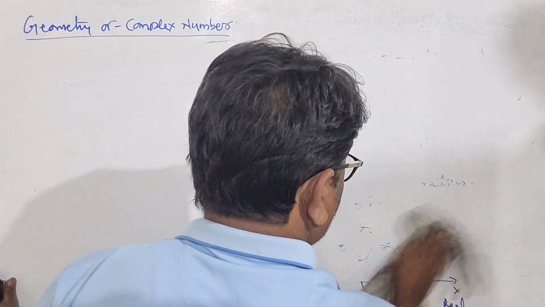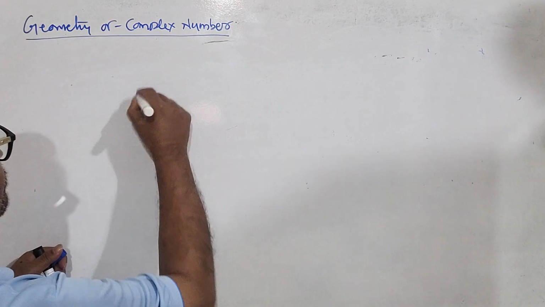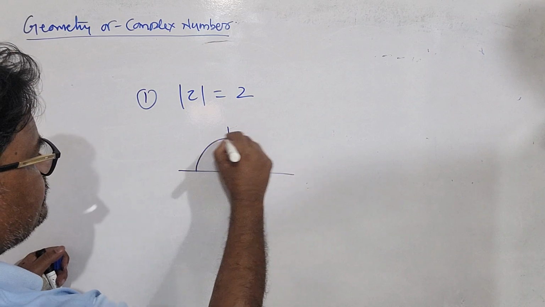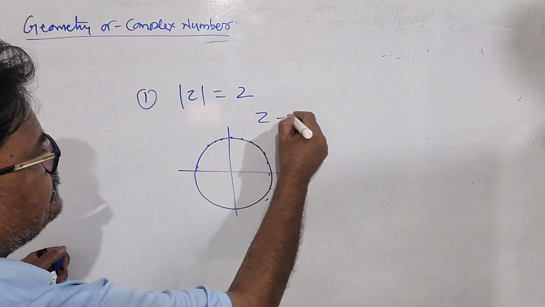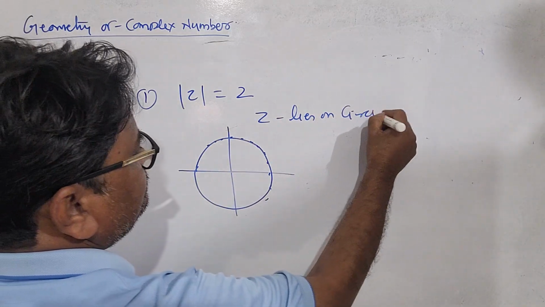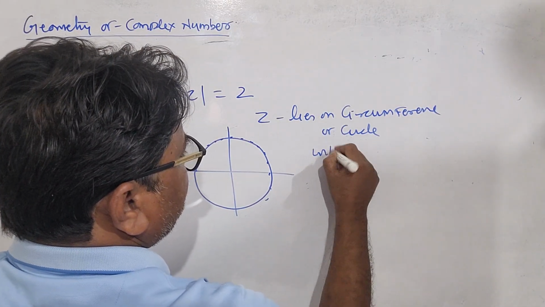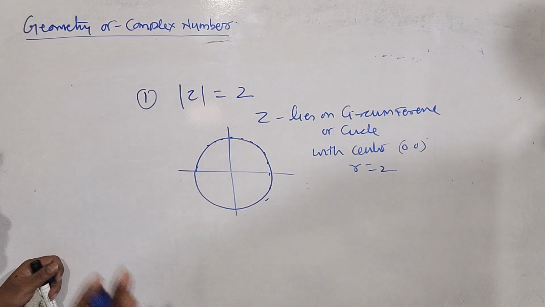See, first question. Now in complex numbers, you have to draw the circles. One circle, two circles, three circles, inside, outside, inside, outside. See, this first one is modulus of z equal to 2. So therefore, this z is lying here, here. z lies on the circumference of the circle. The circle center is 0 comma 0, radius is 2. Okay, we now know this.